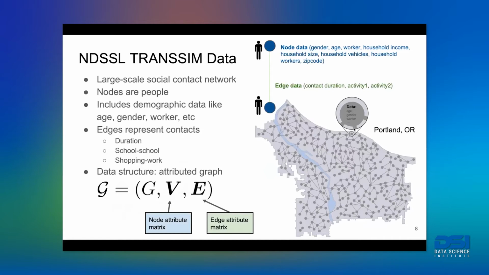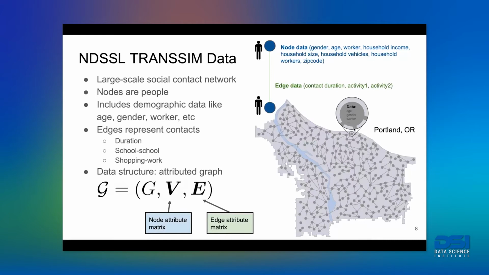Here I'm going to talk about one particular data set that is quite popular within the field, and we used it for our report and our study. This is the NDSSL Transim data. Okay, so what is this network? Well, it's a data set that represents a large-scale social contact network of the people in Portland, Oregon.